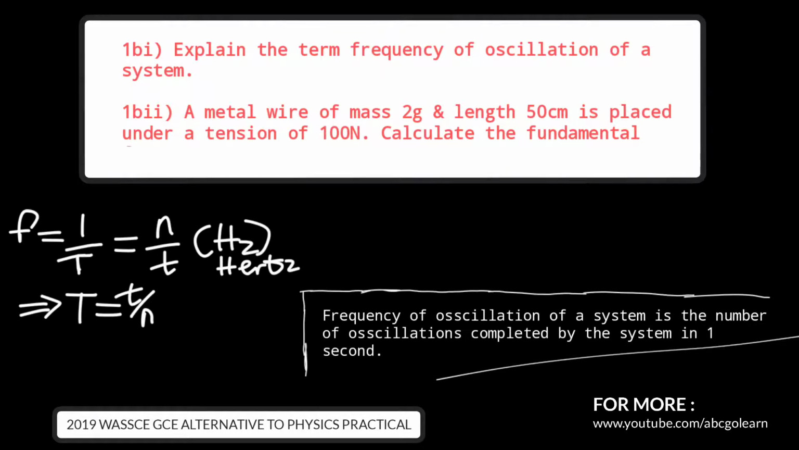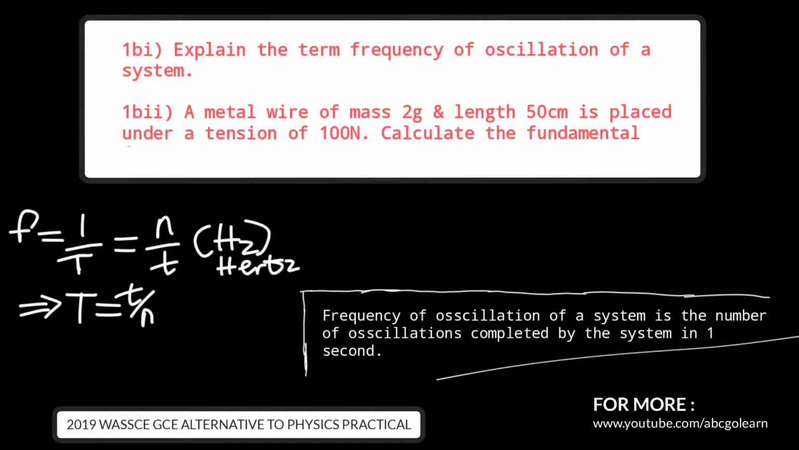So after you've known this, what you should see is n over t. When I'm talking about frequency, frequency is the number of oscillation. N equals the number of oscillation. So frequency is the number of oscillation per unit time. Or you can say that the frequency of oscillation of a system is the number of oscillation, that's n, completed by the system in 1 second.